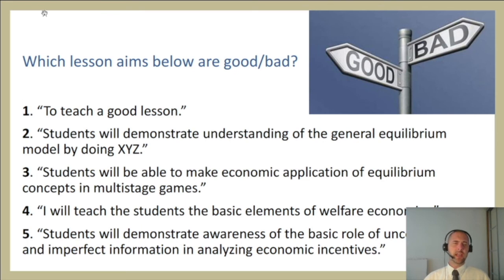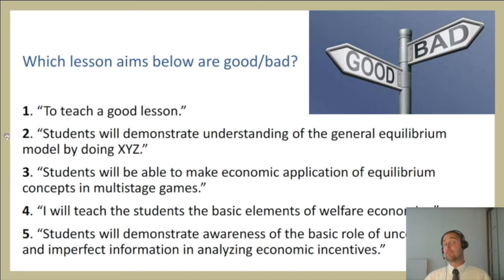So have a look at these aims. Which aims do you think are good or bad? Number 1, to teach a good lesson. Well, this is obviously a bad lesson aim. This is obviously describing what you're going to do as the teacher, but it says nothing about what the students are going to do. Number 2, students will demonstrate understanding of the general equilibrium model by doing XYZ, some activity.